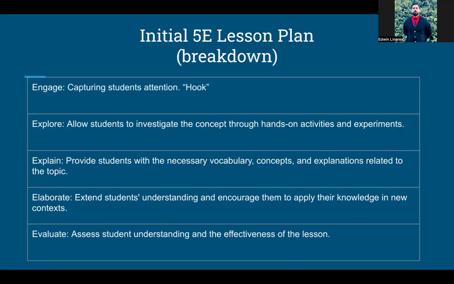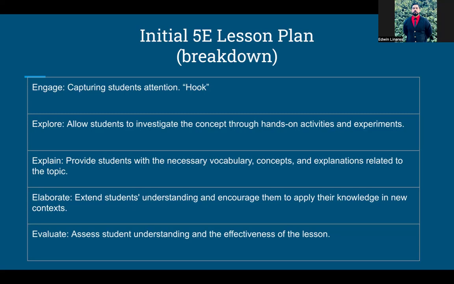To better understand what a 5E lesson plan is, I have included this slide in order to break down or to better understand what each single E represents. The first E within the 5E lesson plan is known as the engage phase. This phase or part of the lesson plan is used to capture the student's attention. It also serves as the hook.